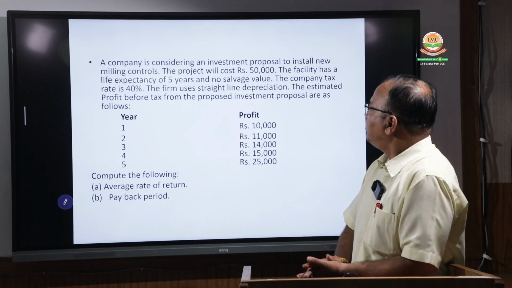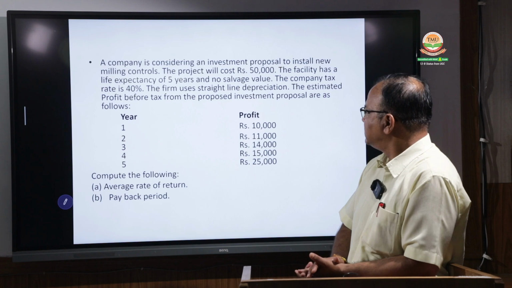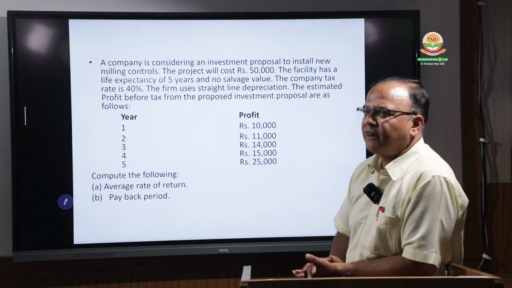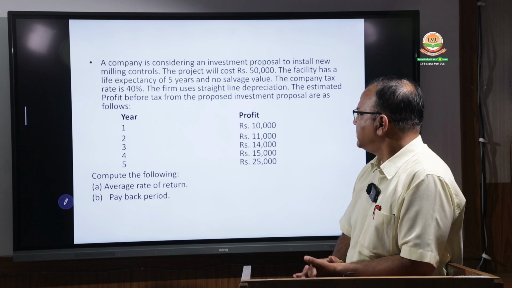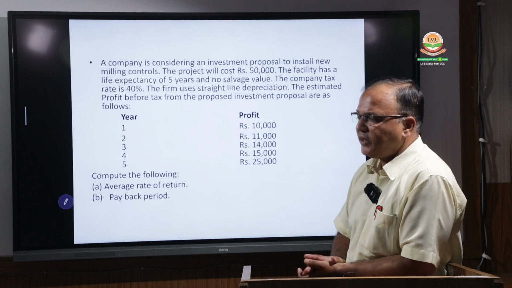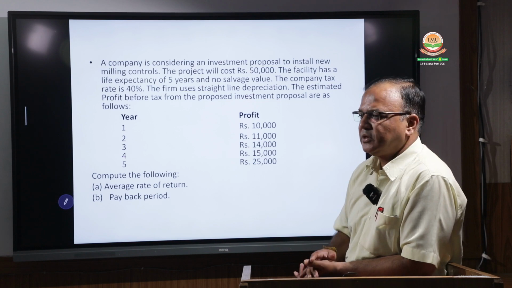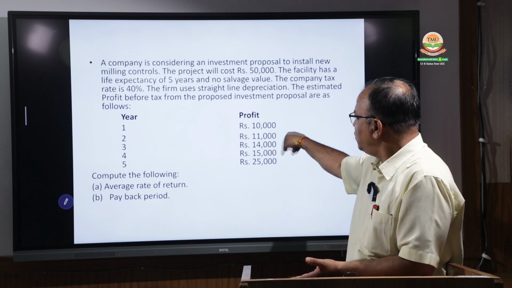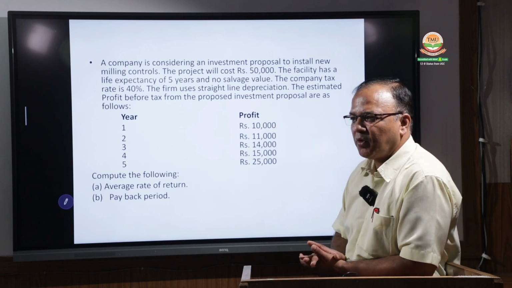Estimated profit before tax is given, so you have to calculate profit after tax. You have to remember that when you calculate average rate of return, it is calculated on the basis of profit after tax. So first of all, you have to convert all these figures into profit after tax.